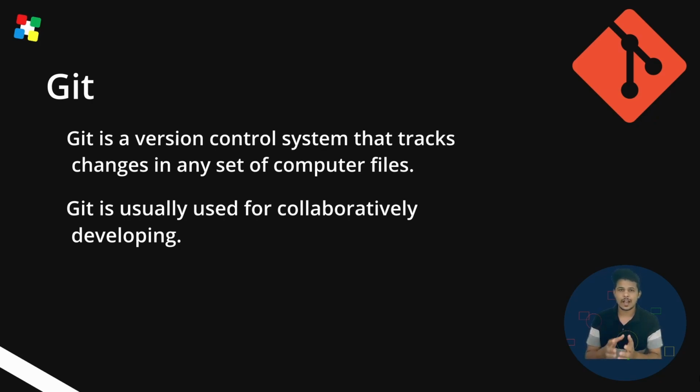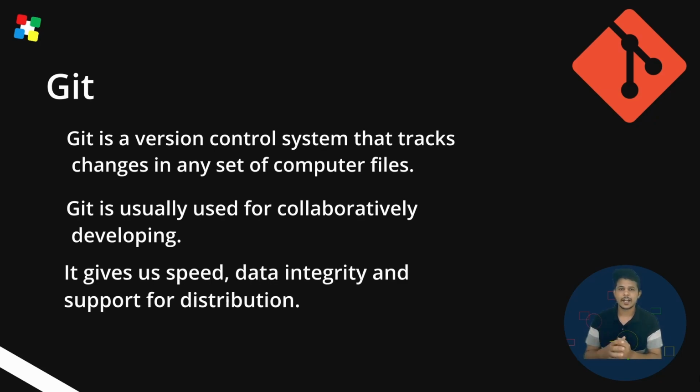We can have our code in one place, make our changes, and have our versions created so that if another person changes anything, we can track those changes and work with them. So basically Git gives us speed, data integrity, and support for collaborative work. Let's see how we can install Git in our system and then see how we can work with it.